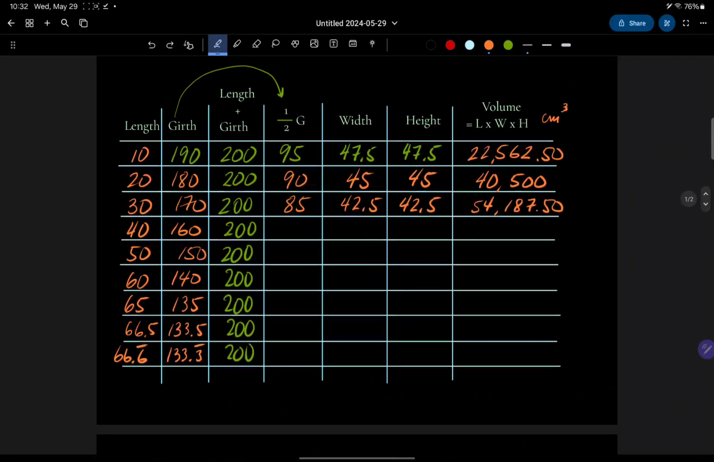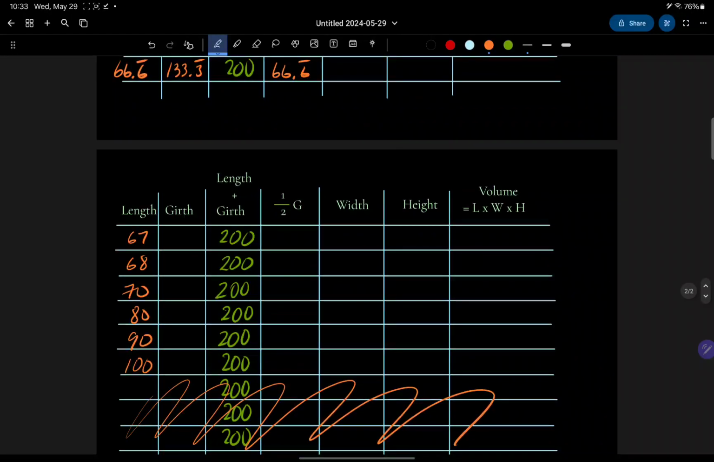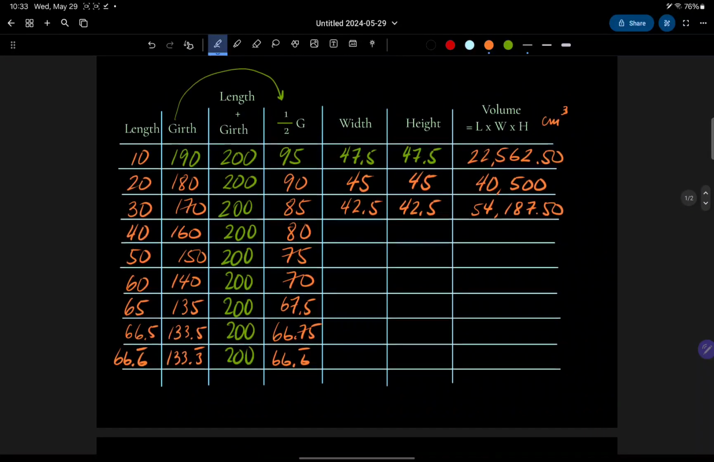So continuing with this same pattern, half of 160 is 80, half of 150 is 75, half of 140 is 70, half of 135 is 67.5, half of 133.5 is 66.75, half of 133.33 is 66.66. And then here, let's continue all the way down. 200 minus 67 is 133. 200 minus 68 is 132. Minus 70 is 130. 200 minus 80 is 120. 110, and then 100. Now let's fill in all the blanks here.